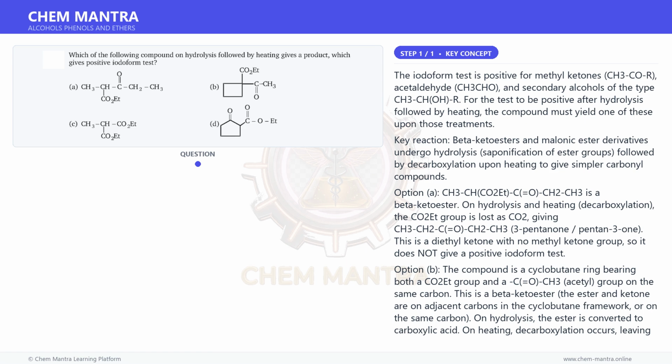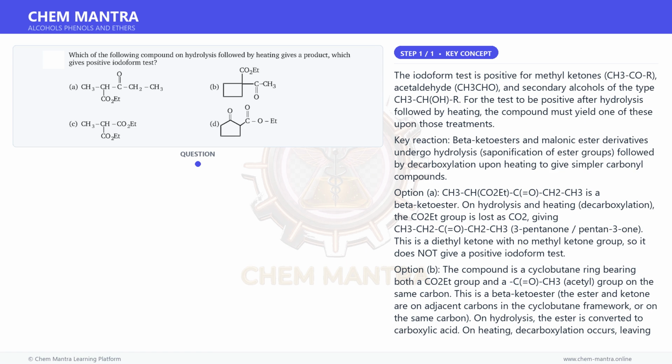Option D: the compound appears to be an ethyl ester of cyclobutane carboxylic acid, a cyclobutane ring with C=O-OH. On hydrolysis, the ester becomes a carboxylic acid. On heating, decarboxylation gives cyclobutane. Cyclobutanone is a cyclic ketone but not a methyl ketone, so it does not give a positive iodoform test.